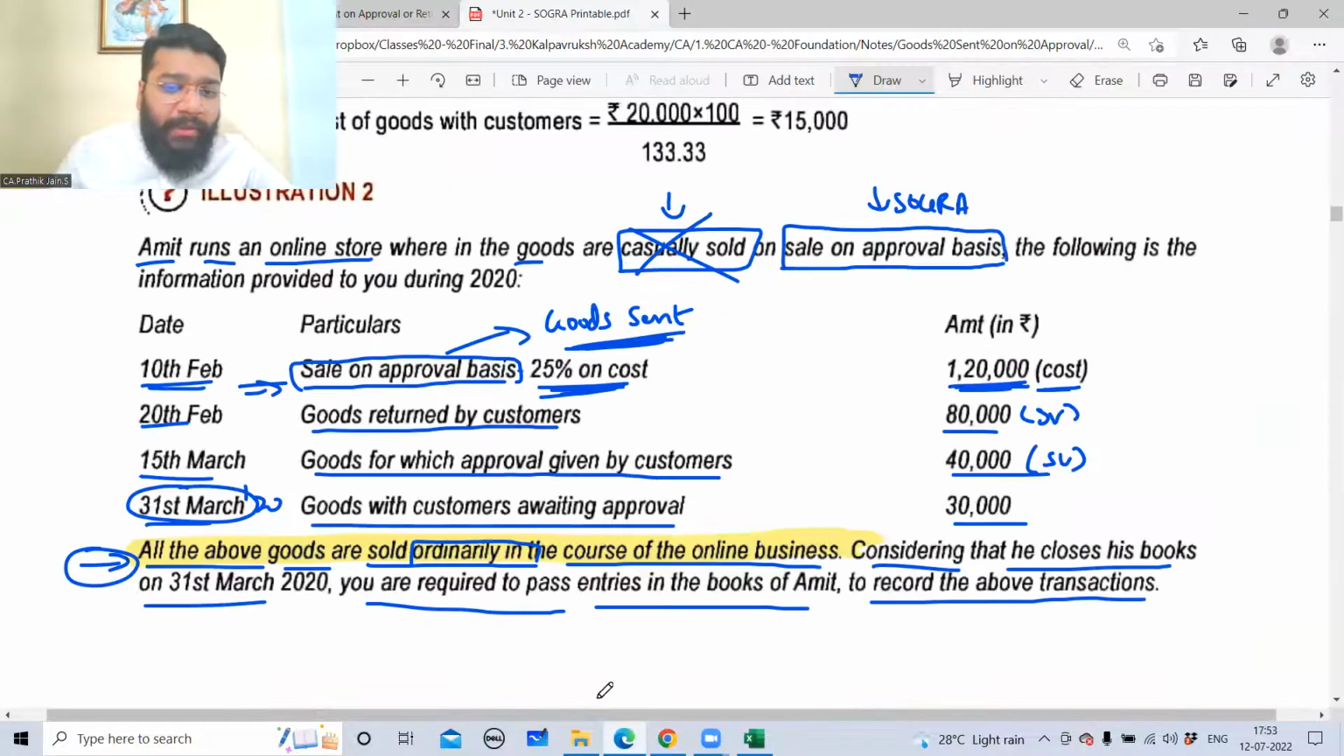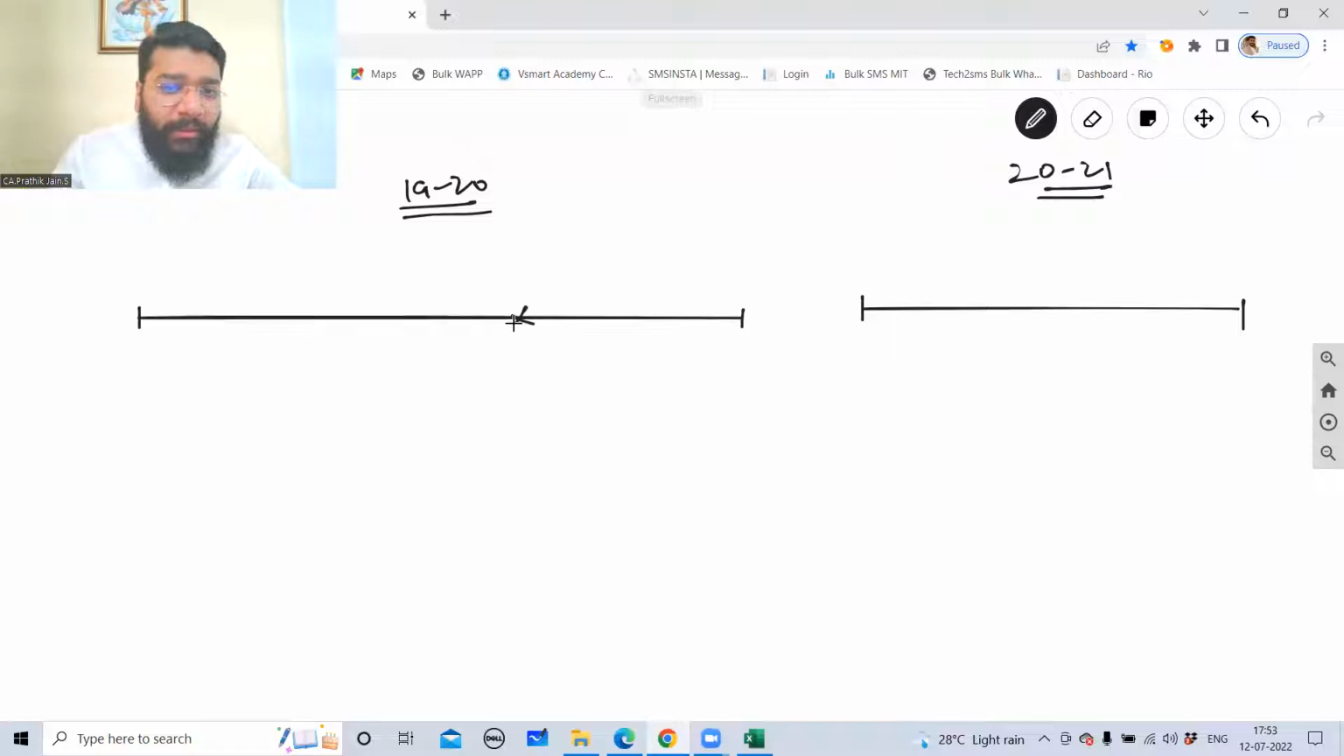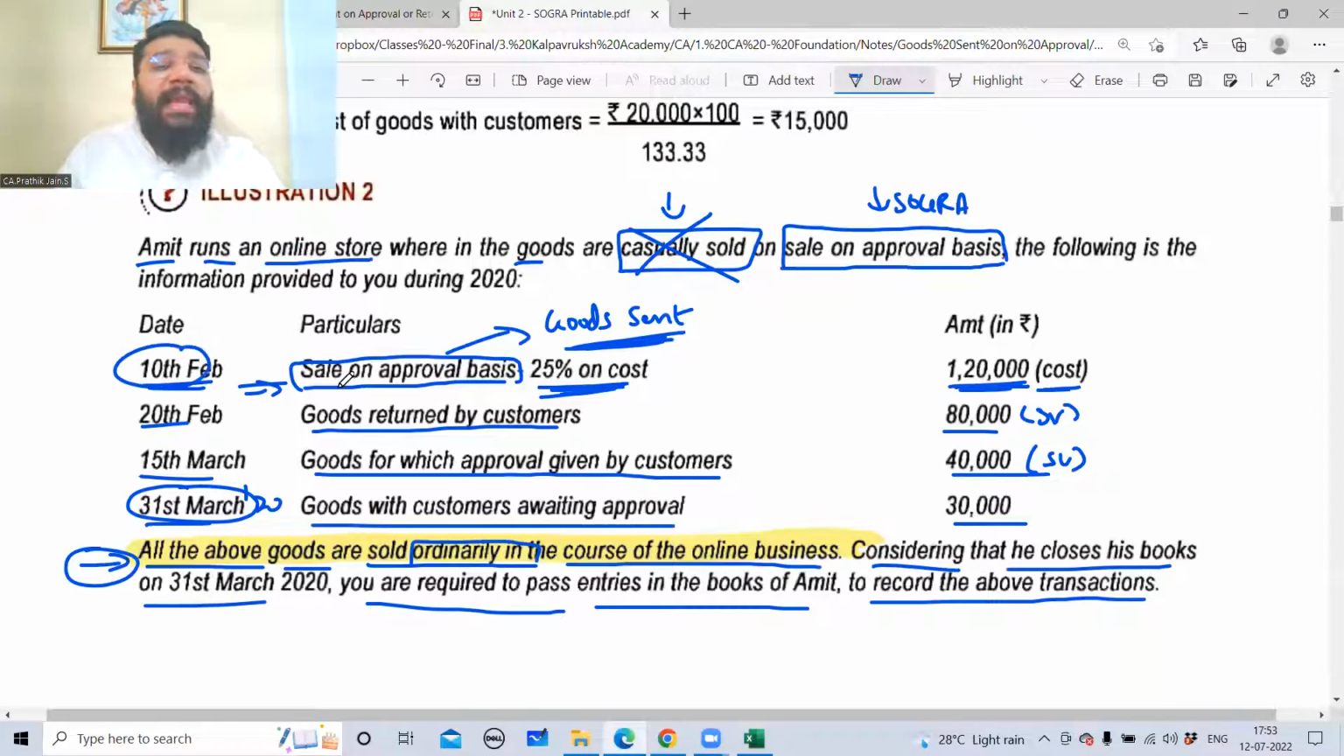Now here, guys, on 10th of Feb, goods are sent. Goods are sent, not sold. Don't get carried away. On 10th of Feb, sale on approval means what? Goods are sent for approval. Now here, the goods are sent on 10th February at cost plus 25% profit. Right? So what is my sale price?